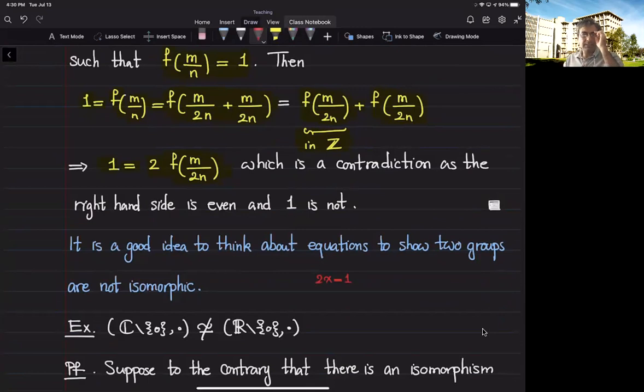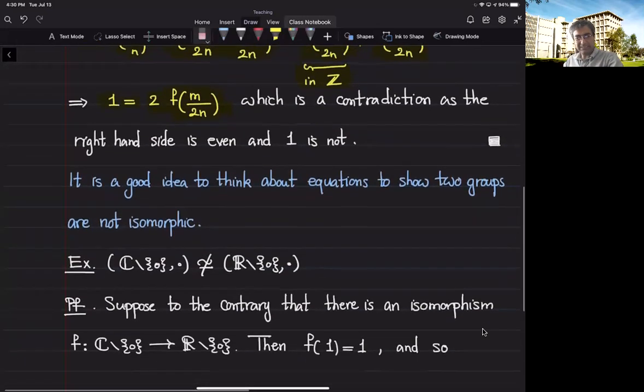Okay, this is a bit of a cheating version of this solution. But it is always good to think about equations when we are dealing with isomorphism of groups, especially when we want to say two groups are not isomorphic. Using this idea, we go to the next example.